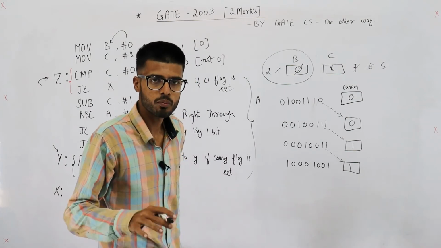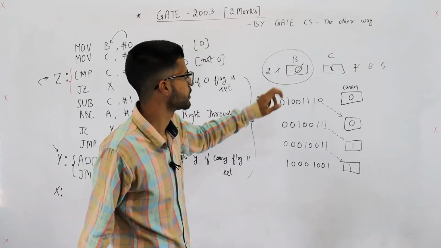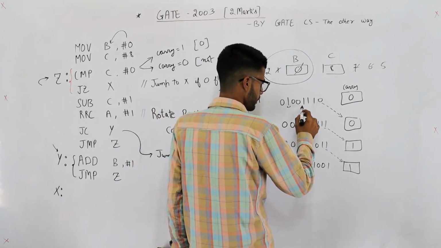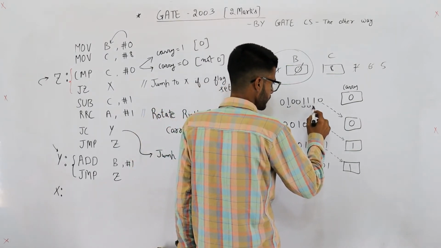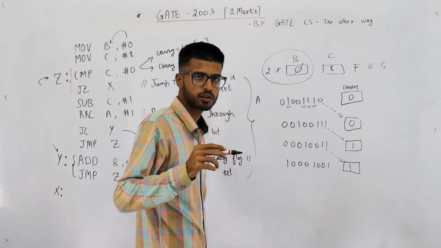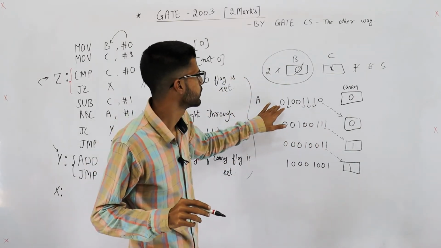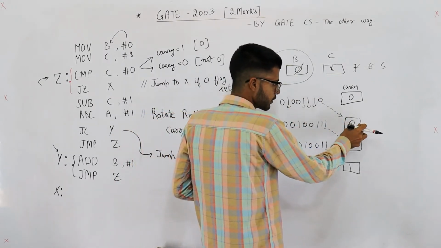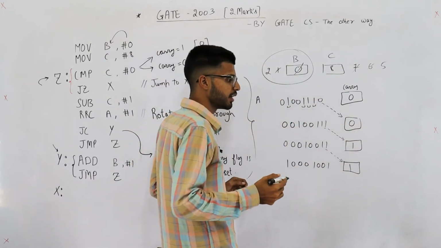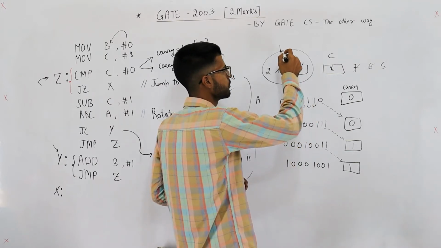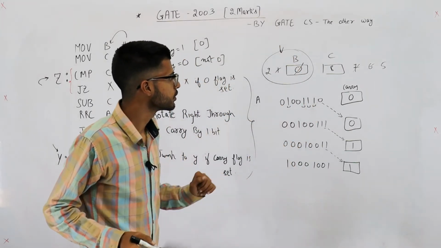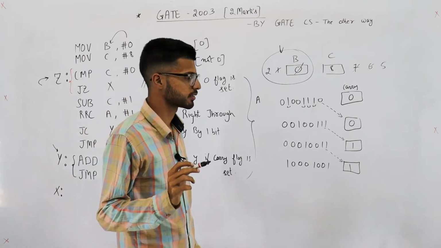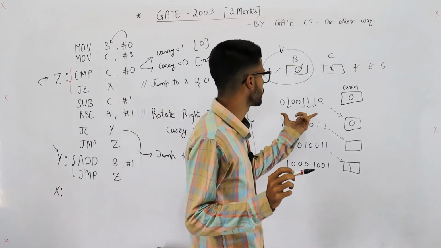So in total, how many times are we going to increment this? Equal to the number of ones in our A register, because each one is eventually going to come in the carry flag once, and as a result we increment this value. So this means the option which says equal to the number of ones.